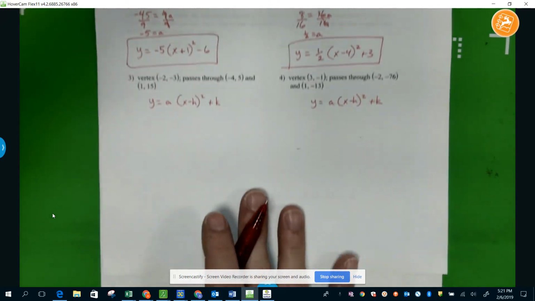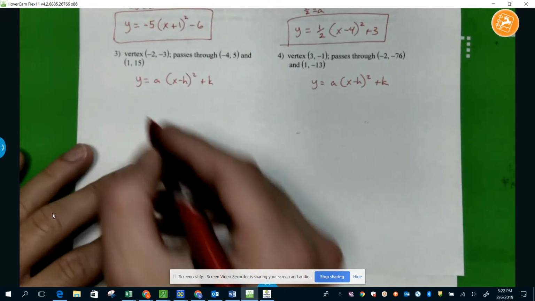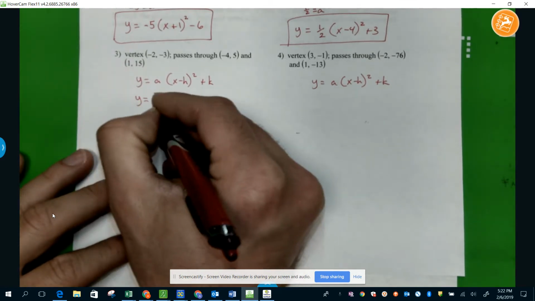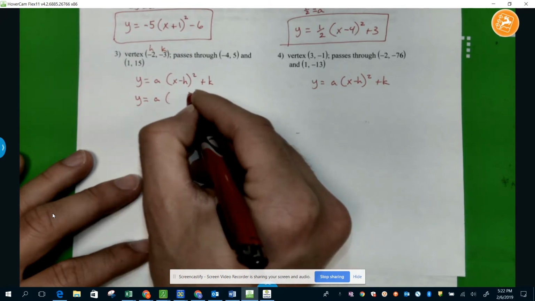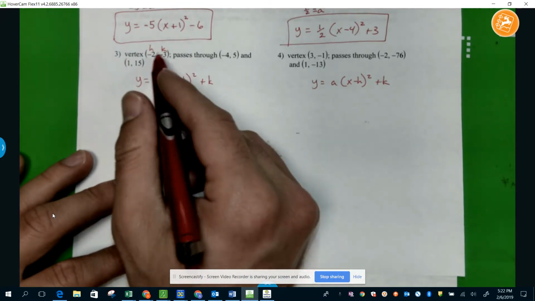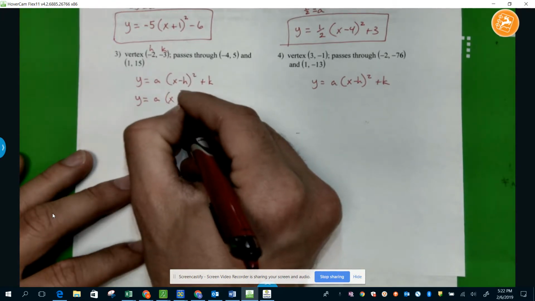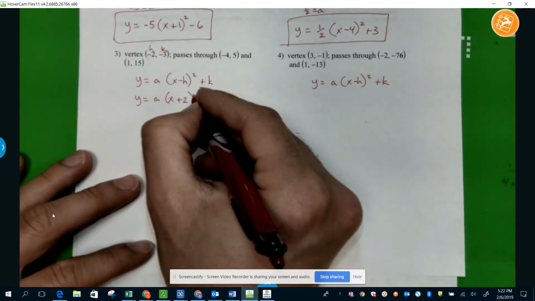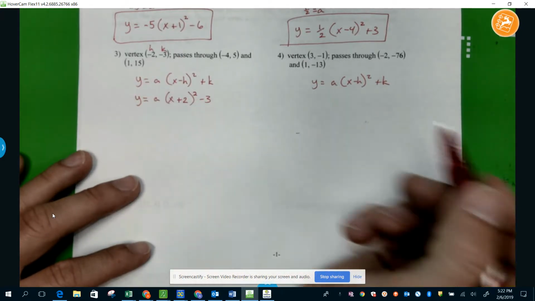All right, a couple more examples down here. So again, we are going to plug in our h and our k. That's our vertex, h and k. So remember, this is always an x opposite, all right? The x value is always opposite, and so it says minus 2, we have to use a plus 2. There's a squared, and then the k value here is a negative 3.